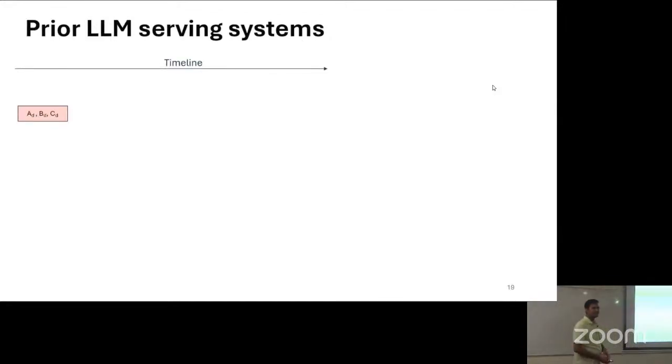So let's see how current systems do, and here we will see some schematics of how these systems do the interleaving of prefill and decode. From left to right is the timeline of different requests. Let's say 3 requests are running here, A, B, and C, and the subscript D denotes that they are in the decode phase. So we are generating their tokens. Now let's say one iteration is finished, and request C exits the system, it has completed, but 2 more requests arrive, D and E.